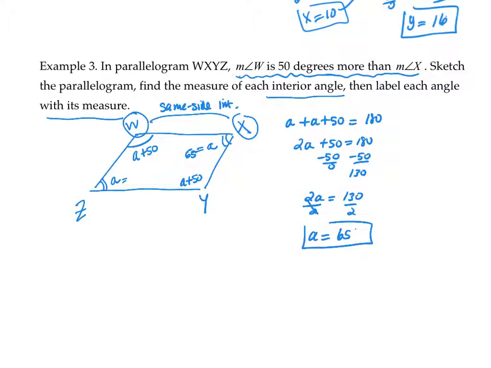then that's the measure of angle X. The measure of angle Z is also 65. And then angle W and angle Y, you can find those measures by taking A and adding 50 to it. And 65 plus 50 will give us 115. So 115 for those two angles.